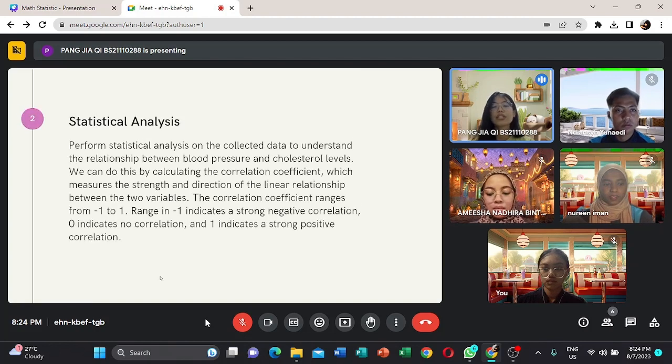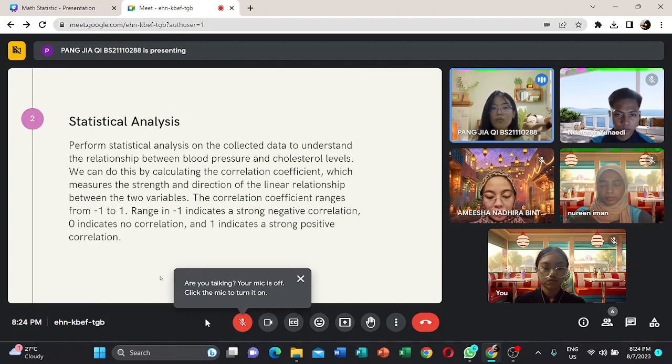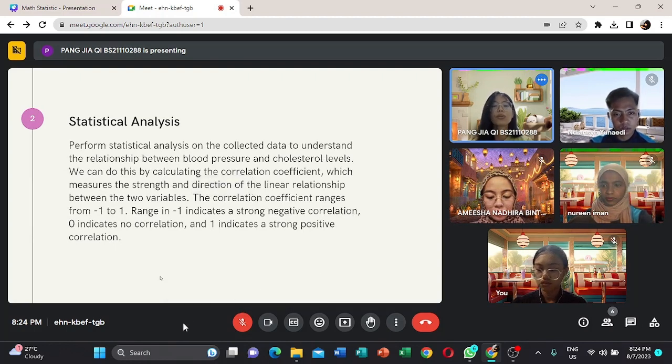The second step is statistical analysis. Perform statistical analysis on the collected data to understand the relationship between blood pressure and cholesterol level. We can do this by calculating the correlation coefficient, which measures the strength and direction of the linear relationship between the two variables. The correlation coefficient ranges from -1 to 1. -1 indicates a strong negative correlation, 0 indicates no correlation, and 1 indicates a strong positive correlation.